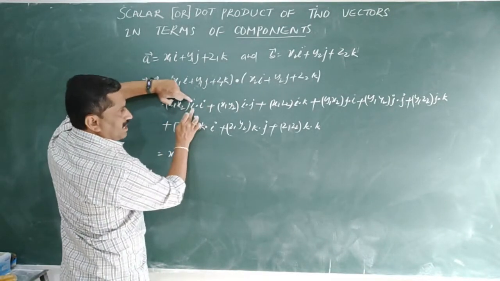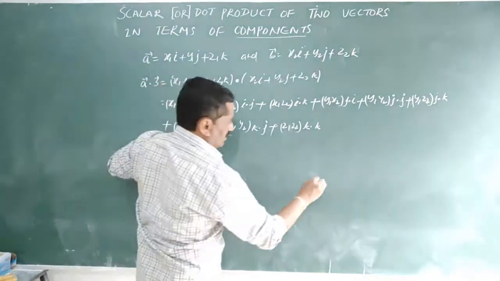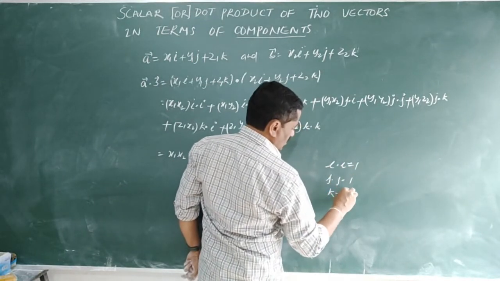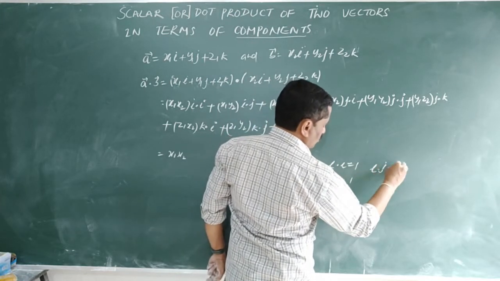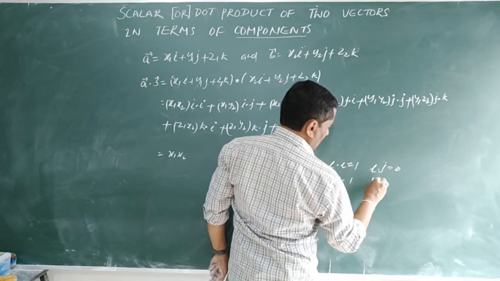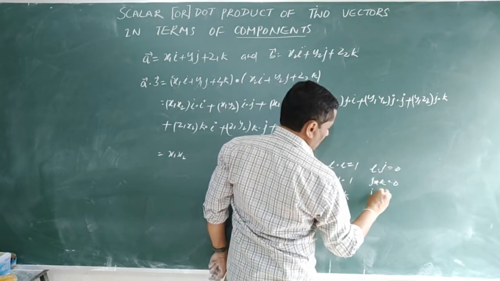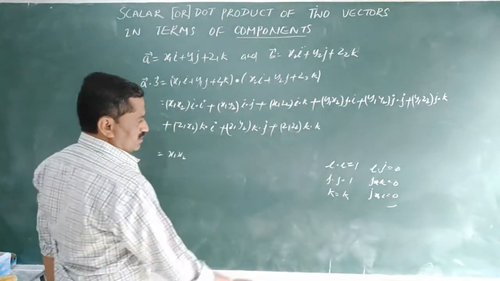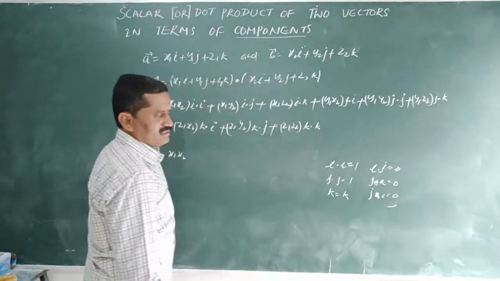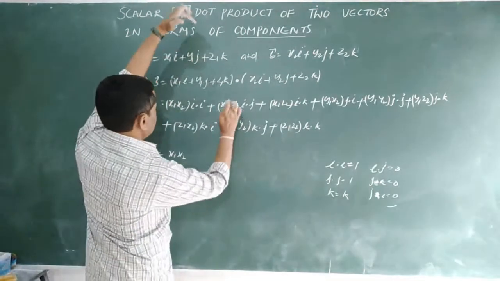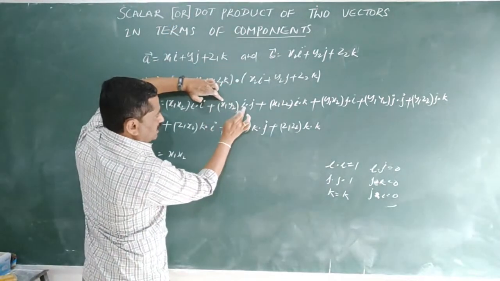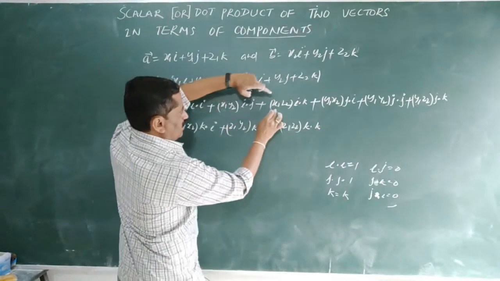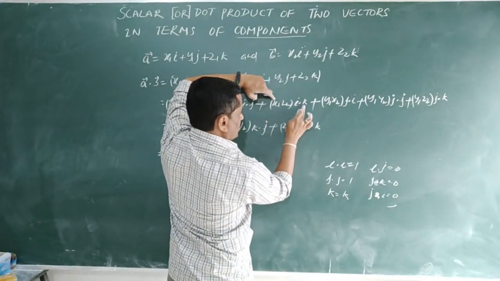Now, x1 into x2: what is i dot i? It is 1, as already given in the property. Again j dot j is equal to 1, k dot k is equal to 1, and i dot j is equal to 0, j dot k is equal to 0, j dot i is equal to 0. Remember this: the dot product of unlike vectors gives 0. So x1 into y2 into i dot j becomes 0, and 0 into this term is 0. Again i dot k is 0, so that term is 0.